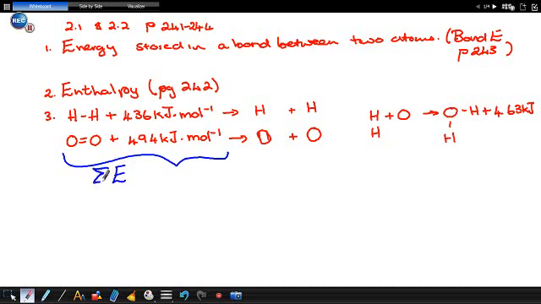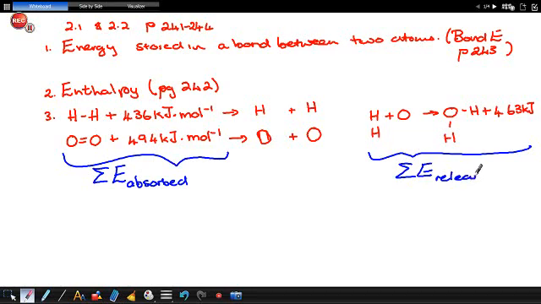So if you add the two, the mathematical symbol is sigma, the energy absorbed, and this will total up to the energy released. So the total energy released. Now, to get the right amounts, we actually need a balanced equation. So 2 moles of hydrogen reacts with 1 mole of oxygen to give you 2 moles of water.